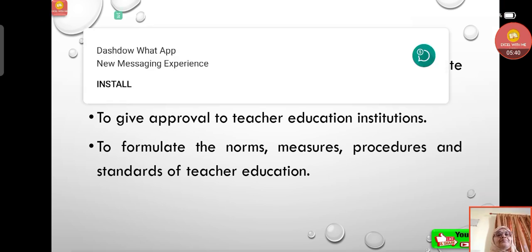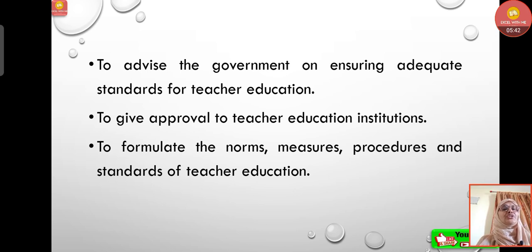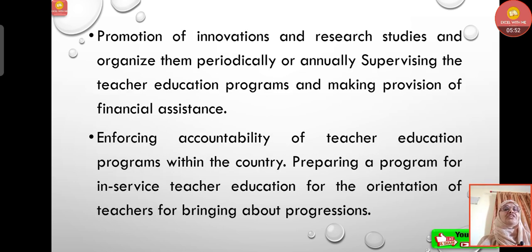Then to give approval to teacher education institutions to formulate the norms, measures, procedures and standards of teacher education. Then promotion of innovations and research studies and organize them periodically or annually, supervising the teacher education programs and making provision of financial assistance. Then enforcing accountability of teacher education programs in the country, preparing a program for in-service teacher education for the orientation of teachers for bringing about progressions.